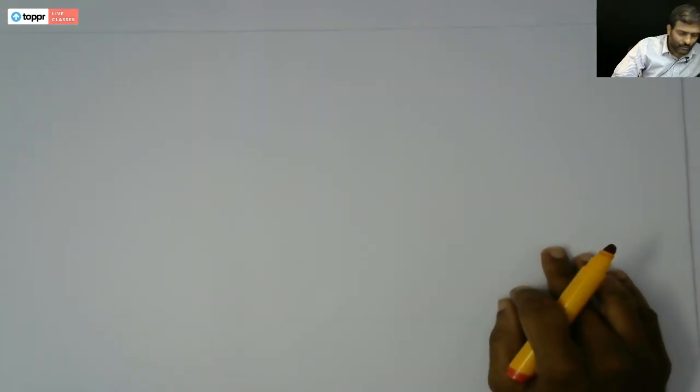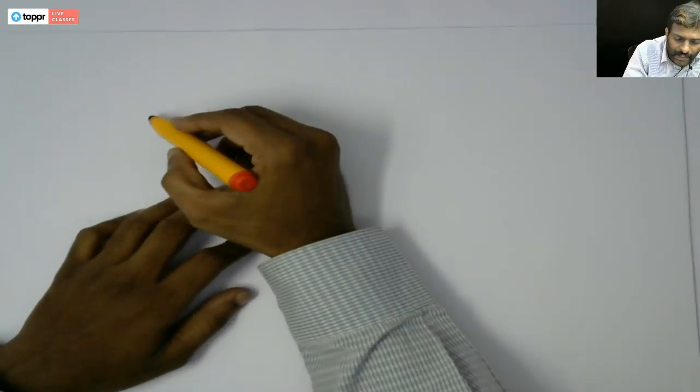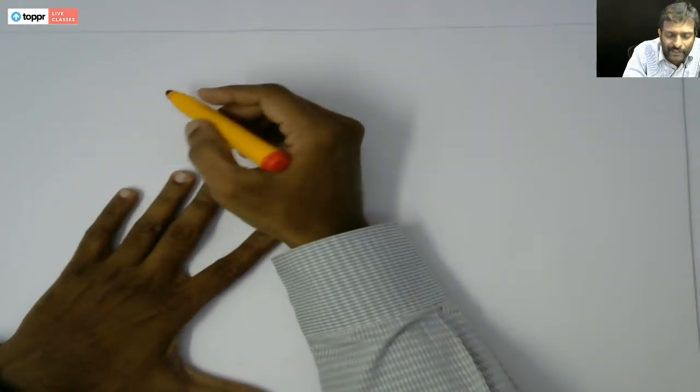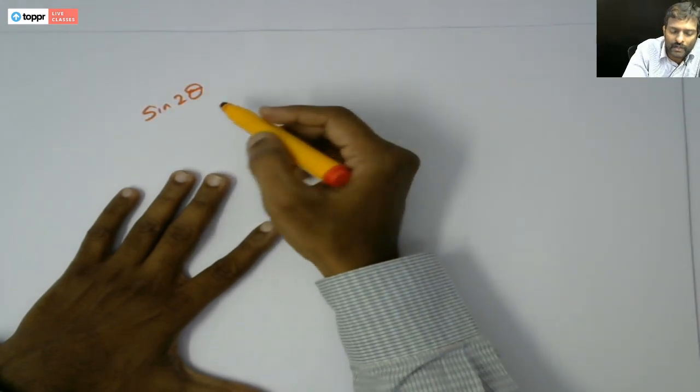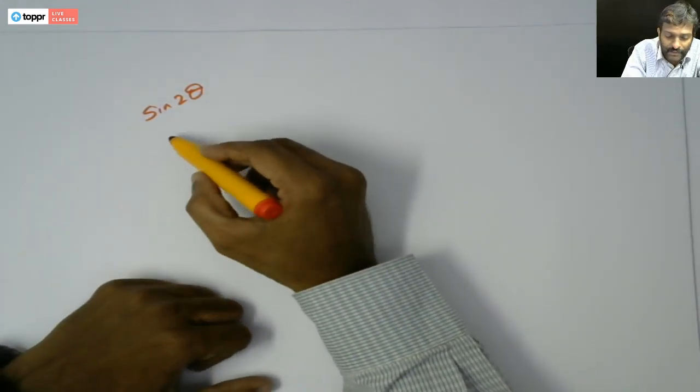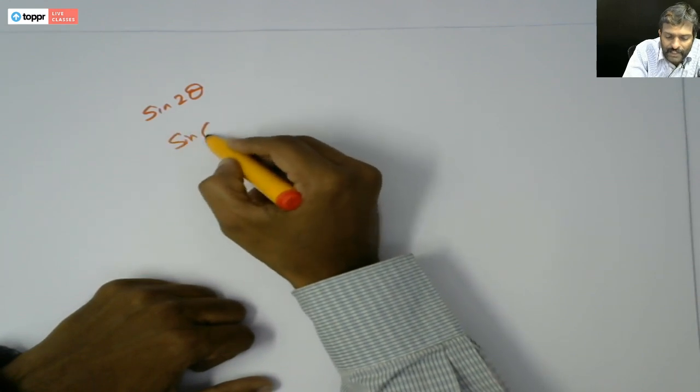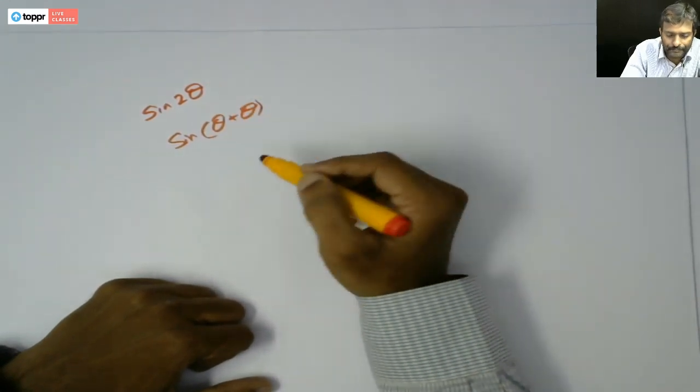Now we have seen the compound angles. Now what if I want to find, this is called the double angle rule also. Suppose I want sine 2 theta, like 2 times the angle I want to find. So how can I do this? Like sine of theta plus theta, right?